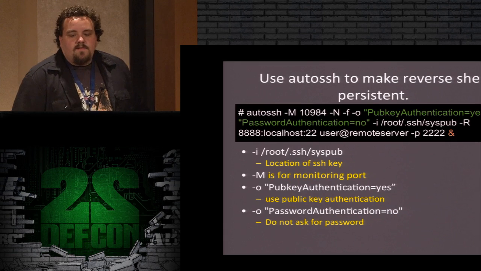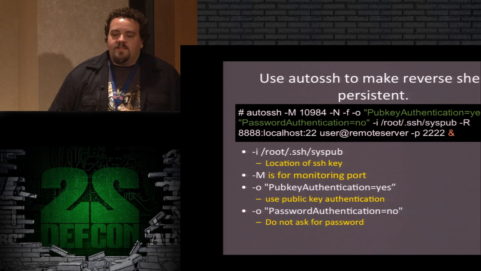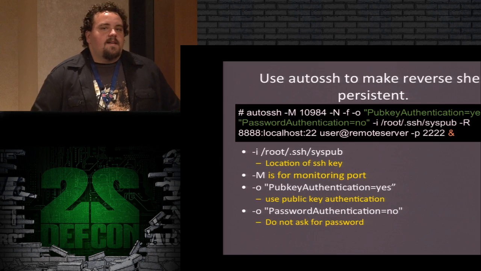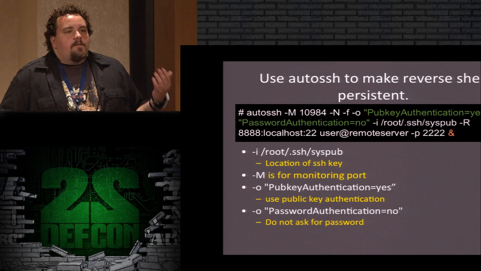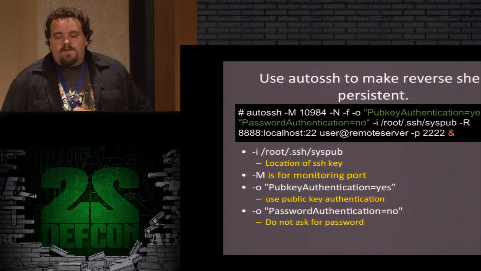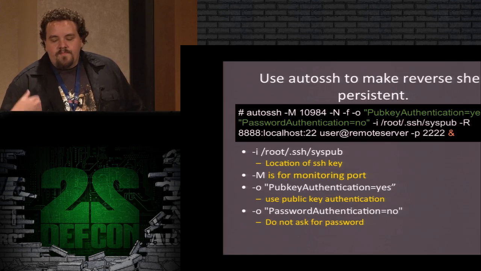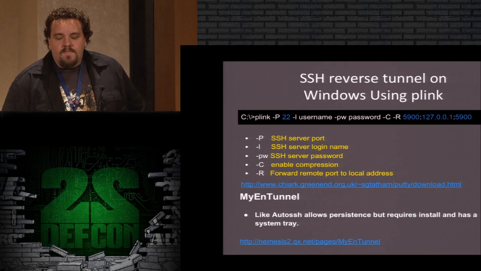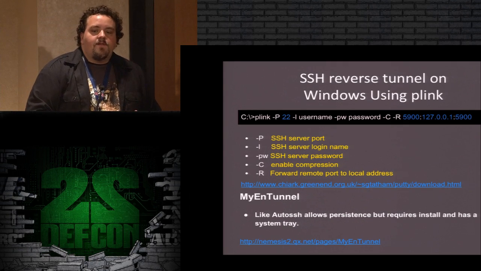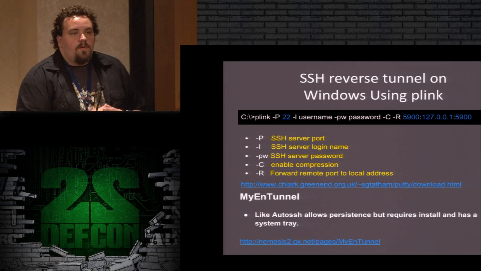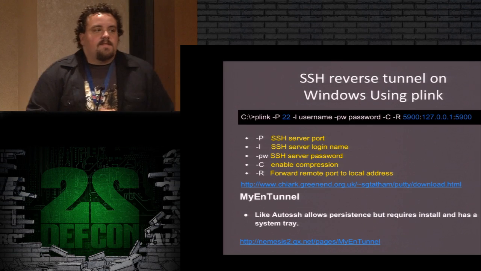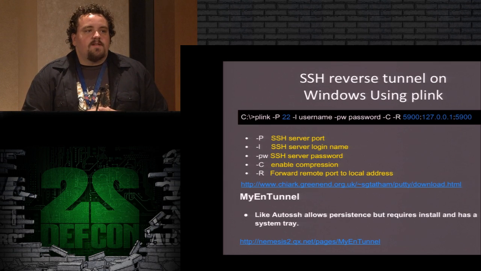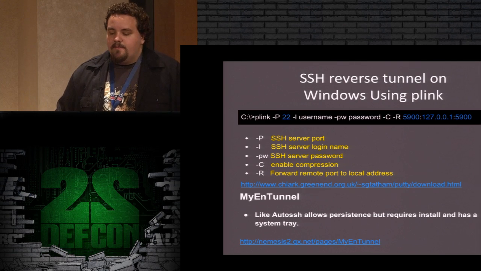On Linux, you can use autossh to make the reverse shell persistent. This way, if it disconnects, since the internet's kind of buggy at times, it will auto re-authenticate, auto reconnect, and auto reset the connection back to your Linux server. That works great in Linux, and you can also do the same thing in Windows. There's a command line utility called Plink, which is part of the PuTTY library, which you can use to do remote reverse shells back to Linux systems.